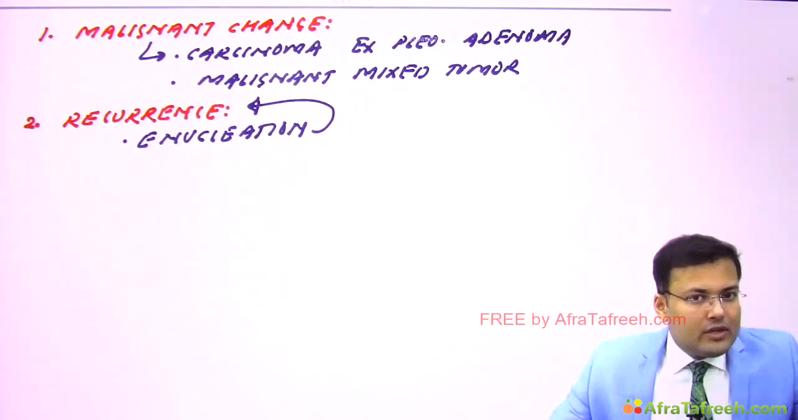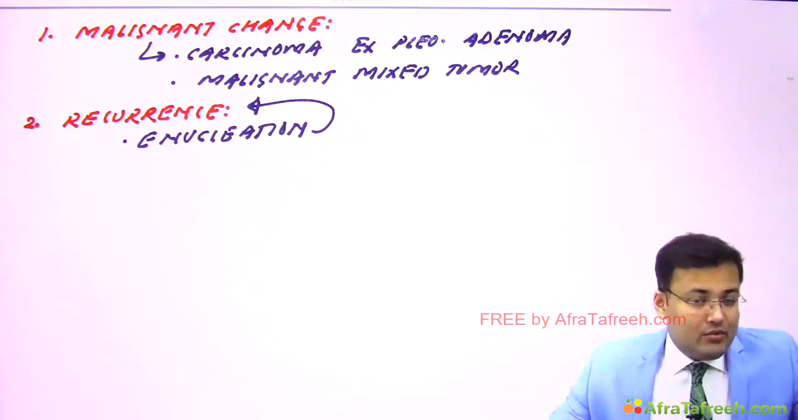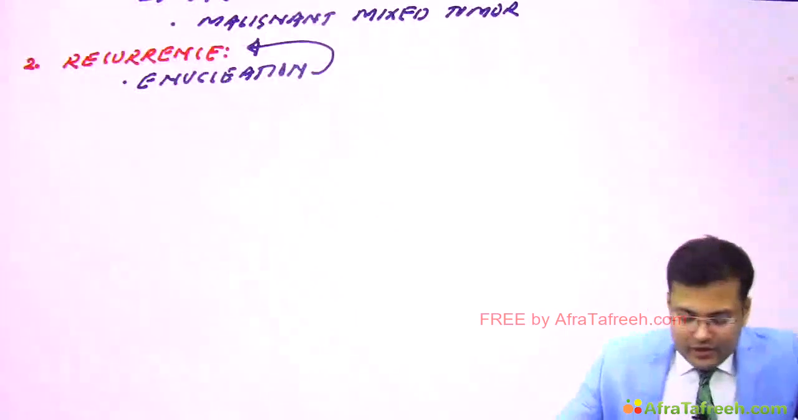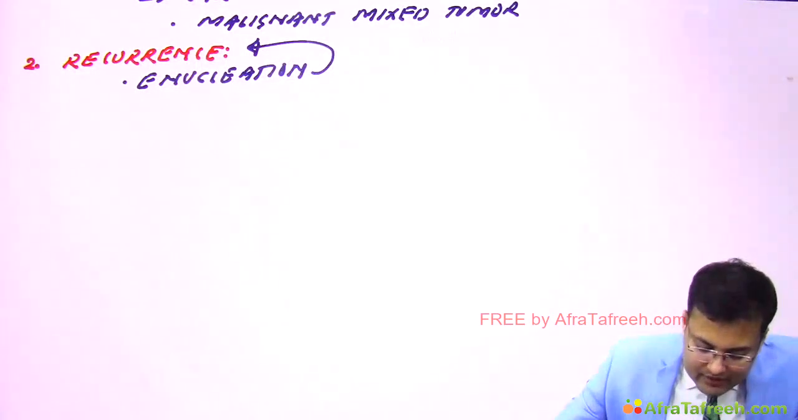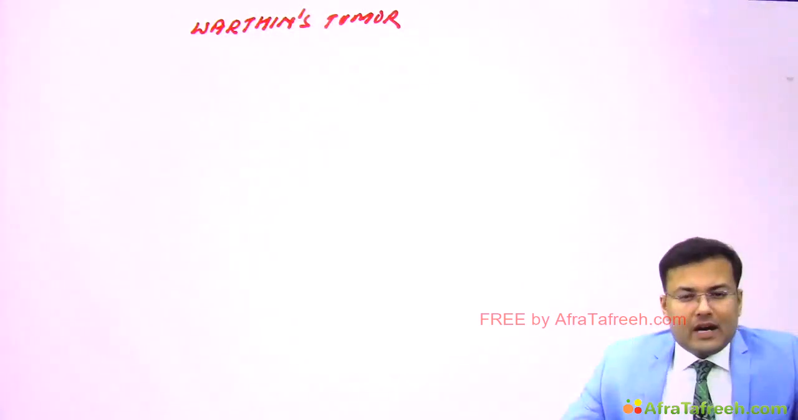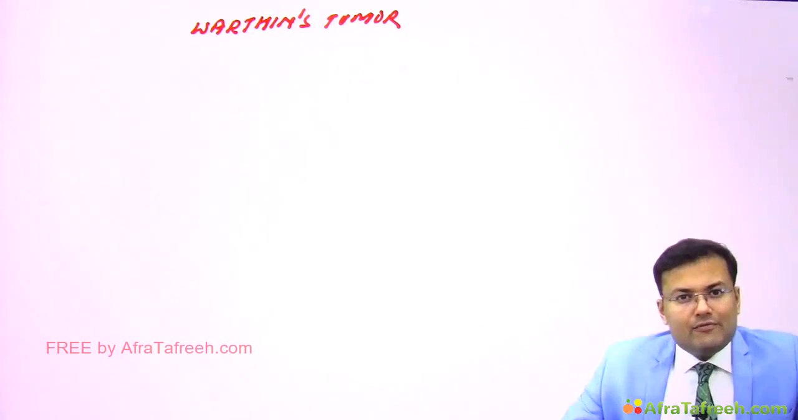There is one tumor which is exclusively seen in the parotid, exclusively, and it is more common in males. What's the name of this tumor? It's Warthin's tumor. So very, very important, a favorite question of AIIMS people. What are the other names of Warthin's tumor? It is also known as papillary cystadenoma lymphomatosum.